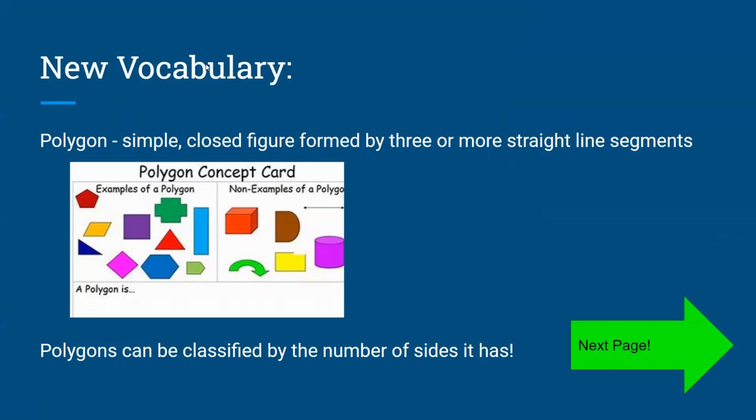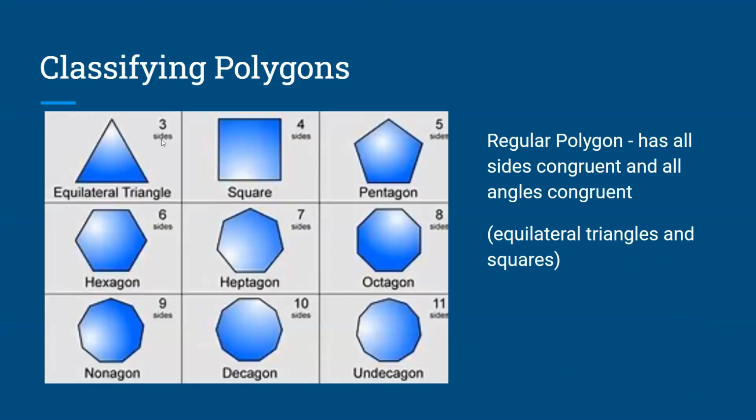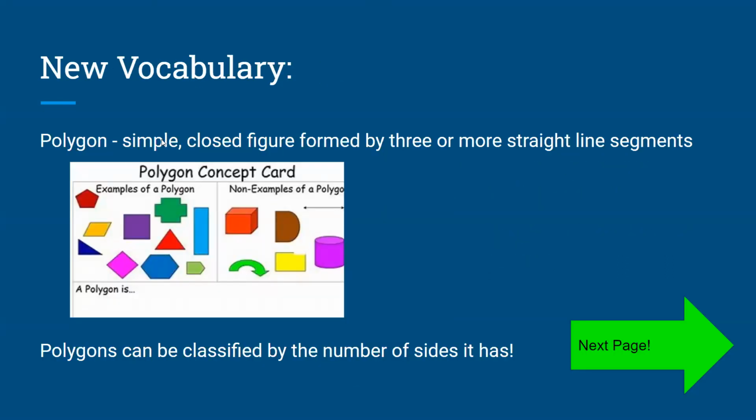So if you look at these examples right here of polygons, sorry guys, you can see some examples of them. There are pentagons, shapes with 3 sides, 4 sides, 8 sides. We will get into all of those in a second.